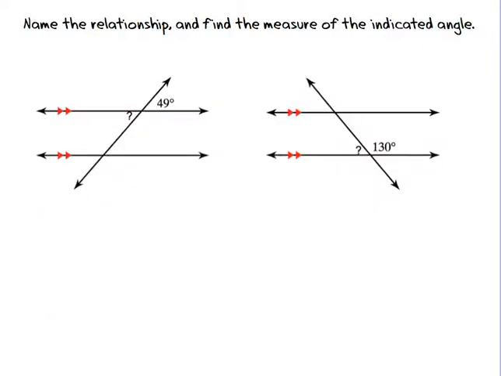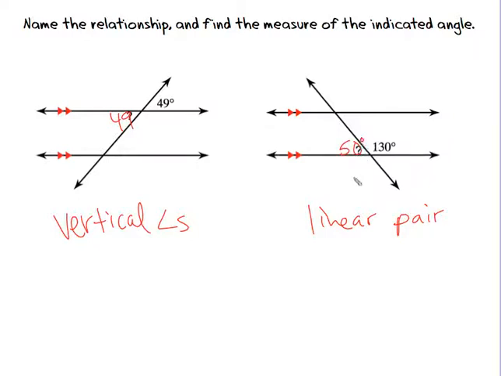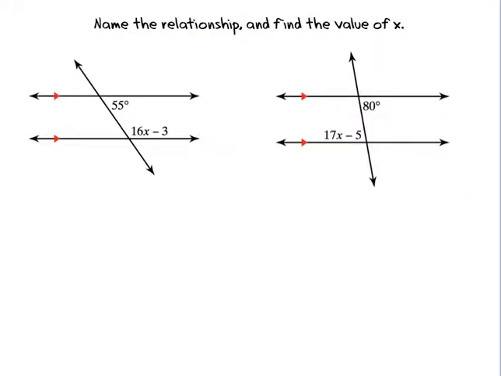Okay. These are vertical angles, which just means that they're the same. And these are a linear pair, which means they add to 180. So this one is 50. You cannot forget these ones we've already learned because they show up all year long.